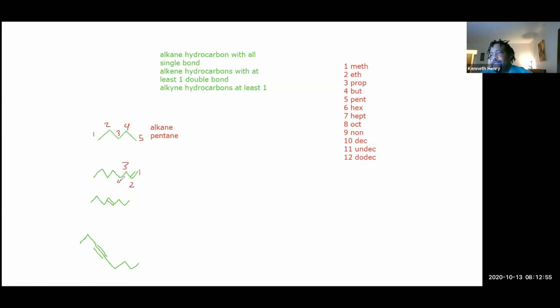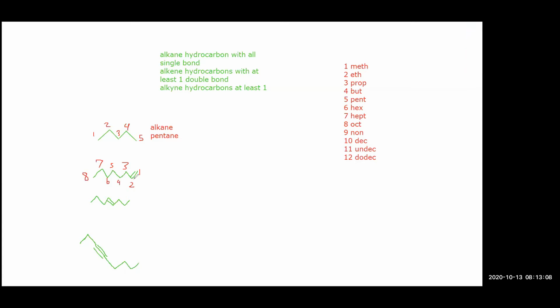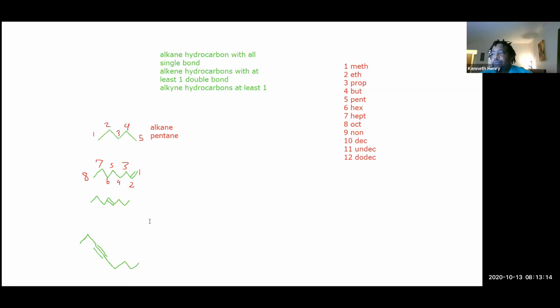Good answer though. 1, 2, 3, 4, 5. And there's 8 carbons. So it's octane and it's an alkene. Okay. So to be precise, it would be 1-octene, and you said it belongs to the alkene family.